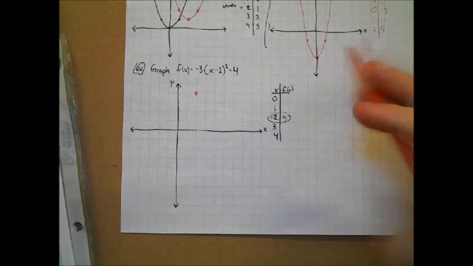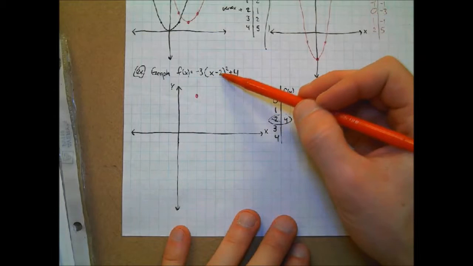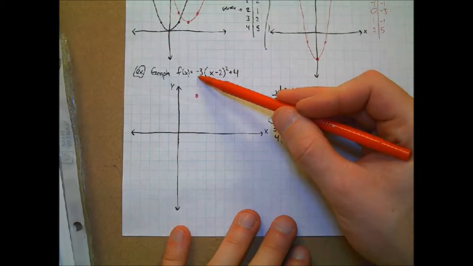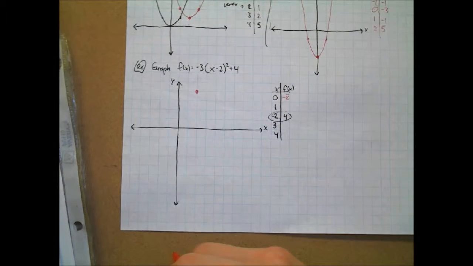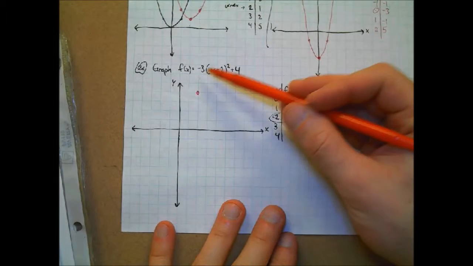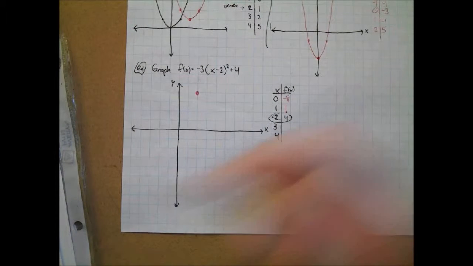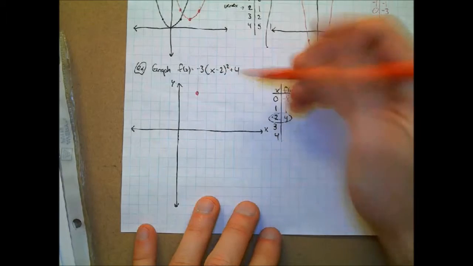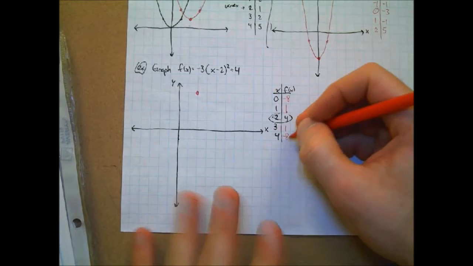Okay, so I'll plug in 0. Again, you're just plugging 0 into the function here. So it's 0 minus 2, negative 2, squared 4, times negative 3, negative 12, plus 4, negative 8. Plug in 1: 1 minus 2 is negative 1, squared is 1, times negative 3 is negative 3, plus 4 is 1. Okay, plug in 3: 3 minus 2 is 1, squared is 1, times negative 3 is negative 3, plus 4 is 1. And then again, by symmetry, it's going to be negative 8 there as well.